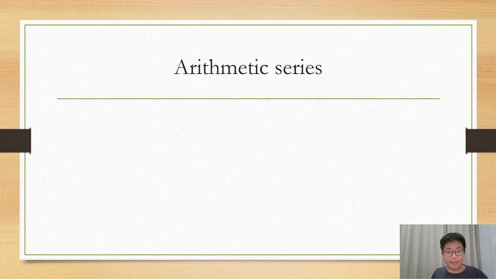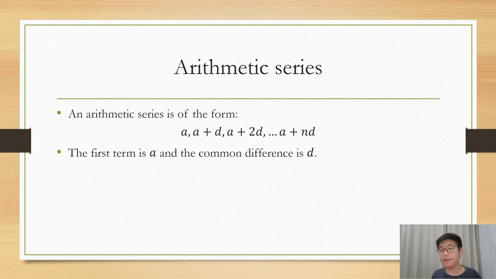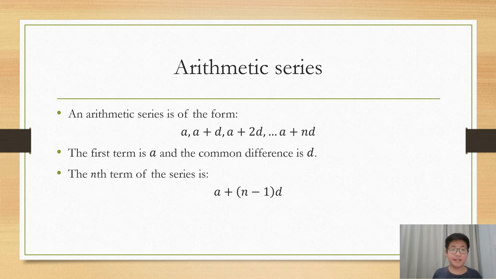On to arithmetic series. An arithmetic series is of the form A, A plus D, A plus 2D, up to A plus ND. The first term is A and the common difference is D. The end term of the series is A plus (N minus 1)D. As you can see, the first term is A, so the end term is A plus (N minus 1)D, unless you count like a programmer, in which case it's A plus ND.